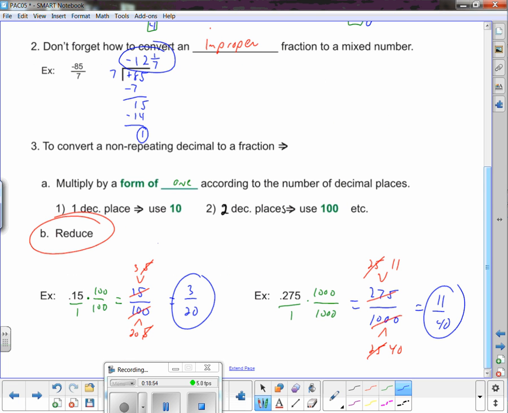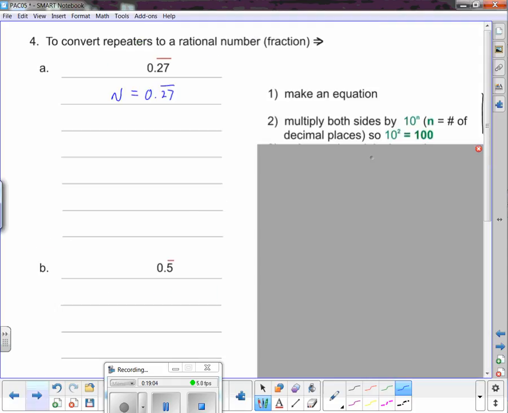If it was 1 decimal place, we had to do 10 over 10. If it was 2, we had to do 100 over 100. If it was 3, we had to do 1,000 over 1,000. It's the same situation here. How many decimal places are there? 2. So what do you think we're going to multiply both sides by? 100, 10 squared. So don't get all caught up with the 10 to the n.